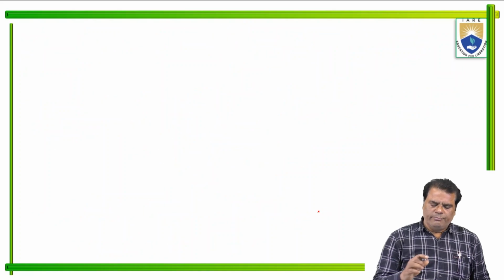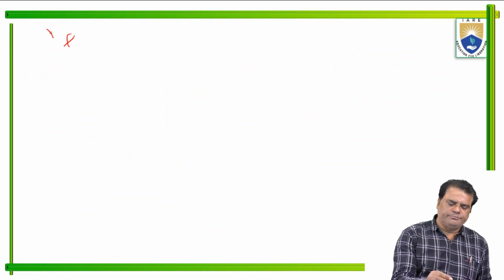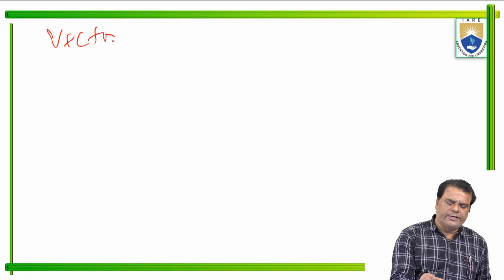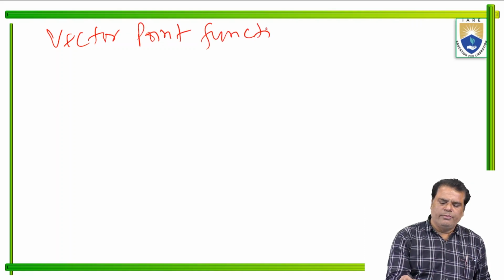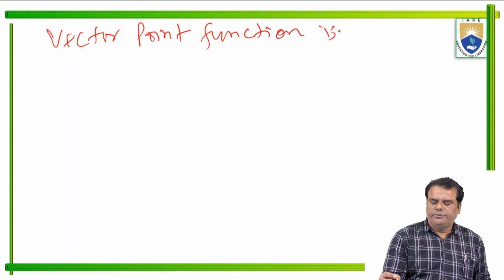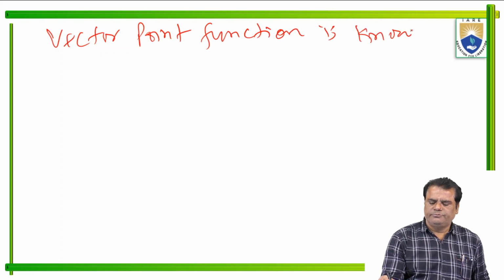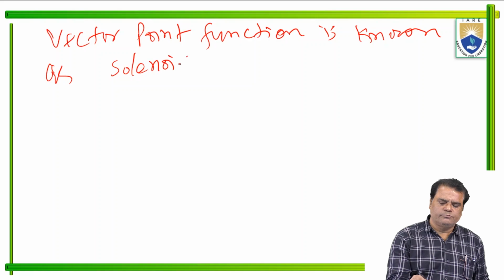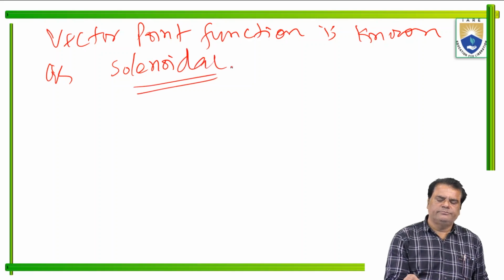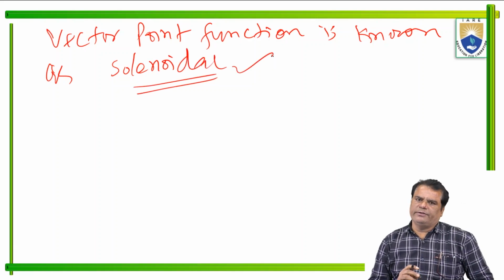So the vector point function is known as solenoidal. Okay, solenoidal is proved.